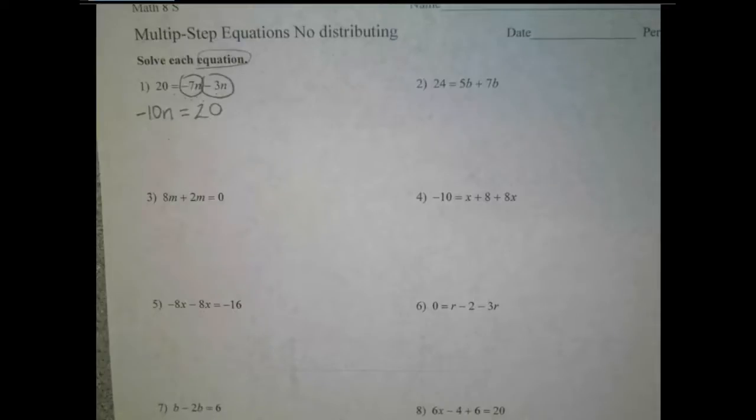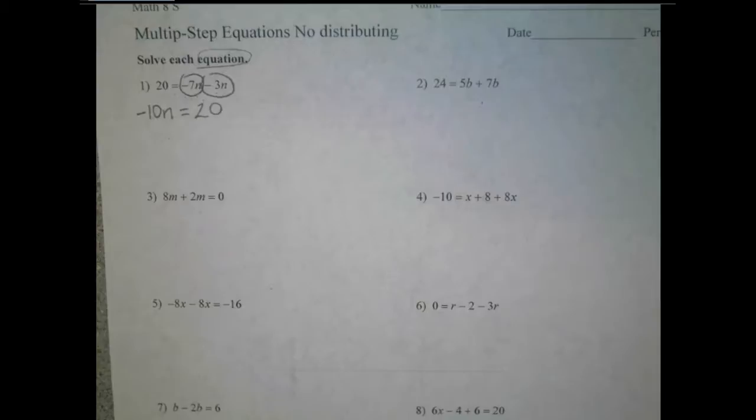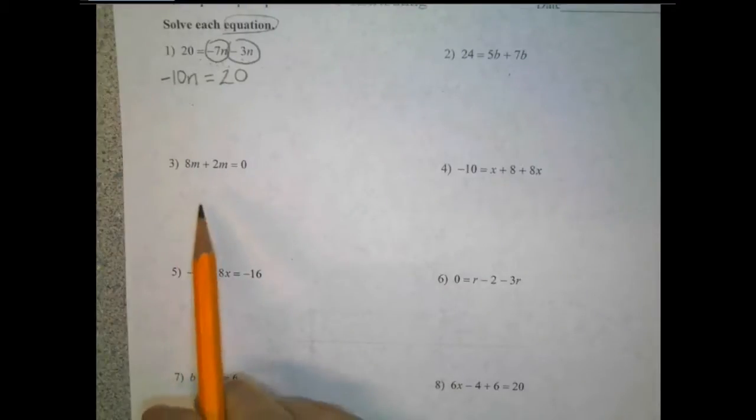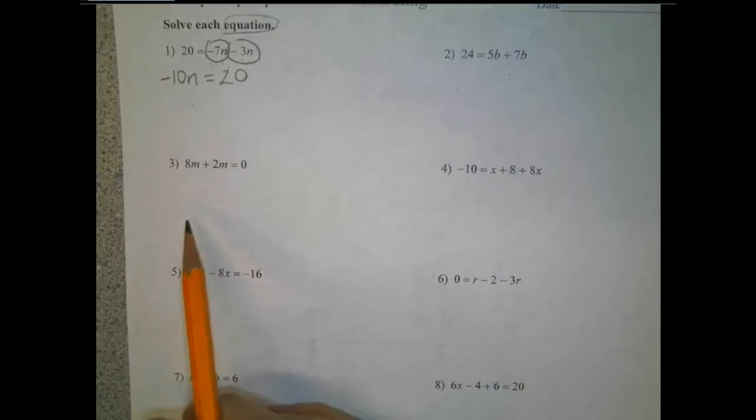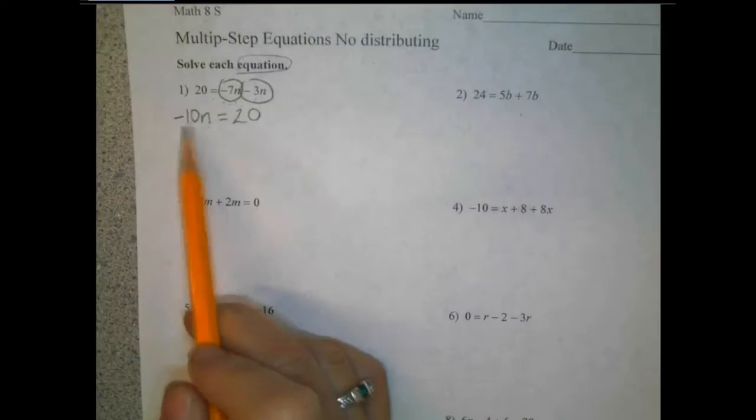Not solved yet. Okay, I'm just showing you that most of the time, if you look at this one, it has the variable on the right as well, so you're going to do the same switch. But if you look at number 3, the variable's already on the left, so you don't have to do a switch. Okay? So I'm not done with this because n still has a buddy. It's still hooked up to negative 10.